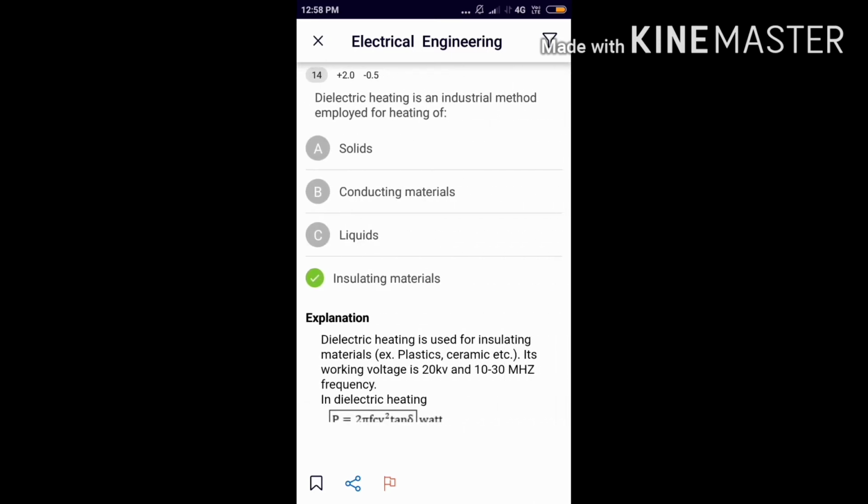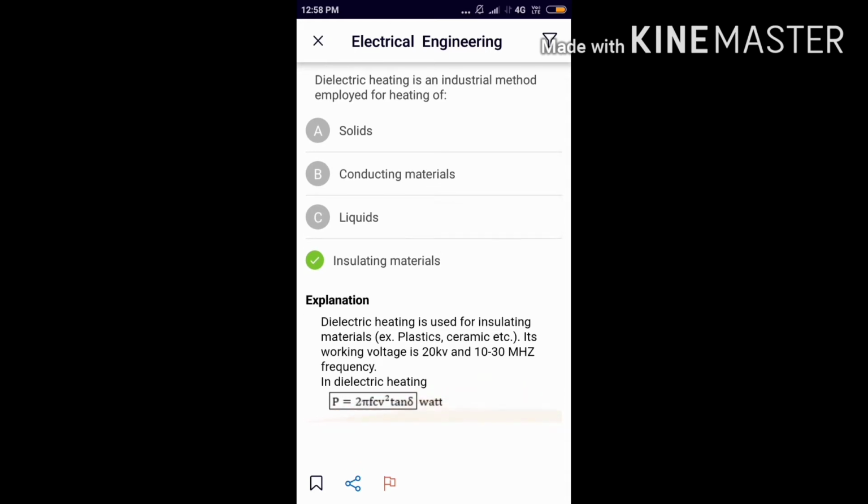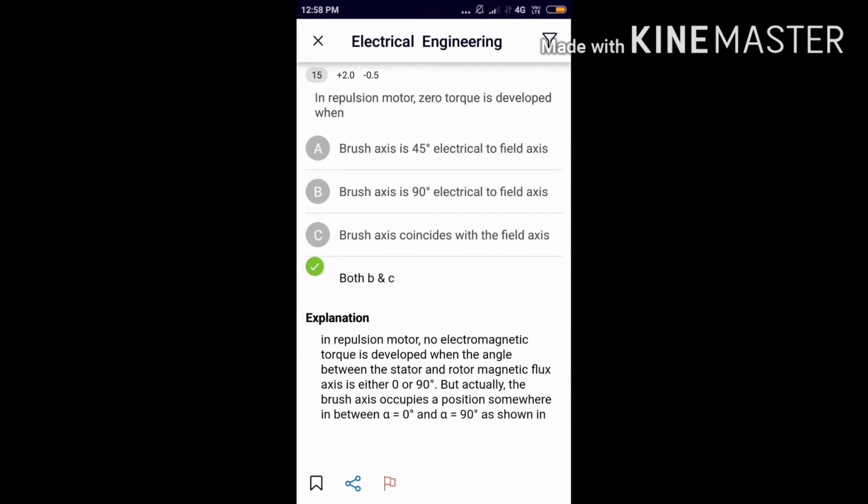Next, dielectric heating is an industrial method employed for heating of insulating materials. Dielectric heating is used for insulating materials, for example plastic, ceramic, etc. Its working voltage is 20 kV and 10 to 30 MHz frequency. In dielectric heating, P is equal to 2 pi F C V square tan delta watt. The unit is watt, because this is power. The unit of power is watt.